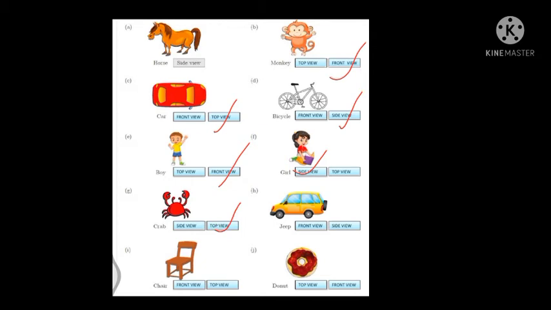Is that clear? The crab will look like this from the top, right? Yes or no? Okay, the next one is a zip. Next, which one is it? Zip. Can you see a zip? Right? Now from where will we see the zip?